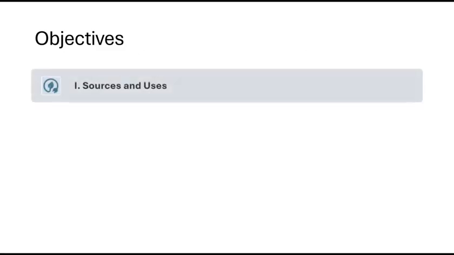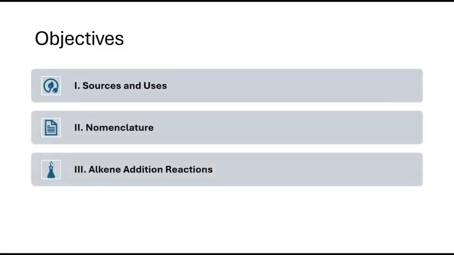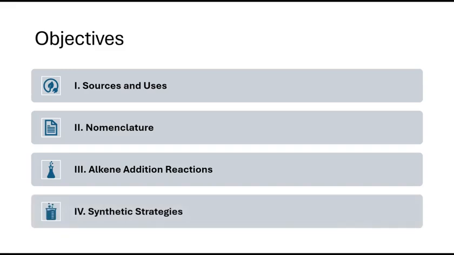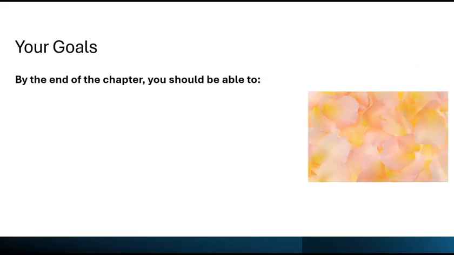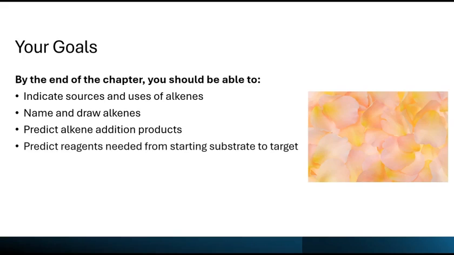Objectives: 1. Sources and uses. 2. Nomenclature. 3. Alkene addition reactions. 4. Synthetic strategies. Your goals. By the end of the chapter, you should be able to indicate sources and uses of alkenes, name and draw alkenes, predict alkene addition products, predict reagents needed from starting substrate to target, write mechanisms, and propose viable synthetic routes.